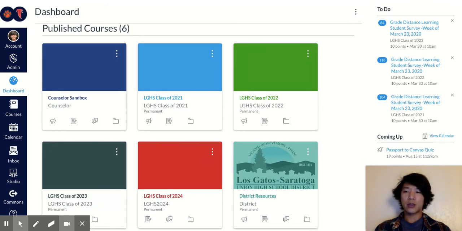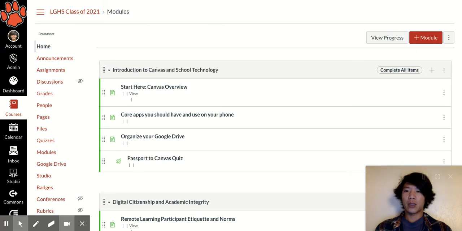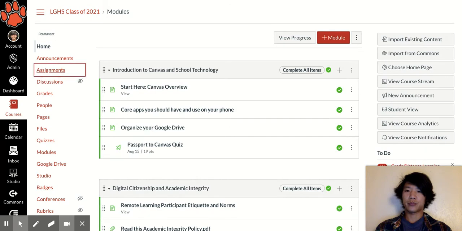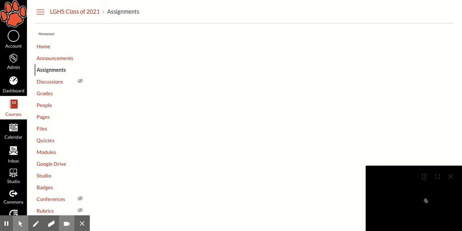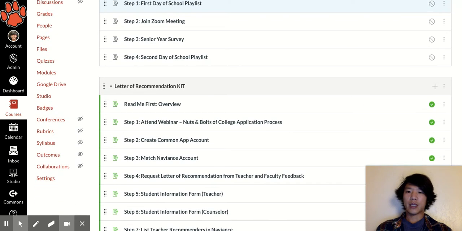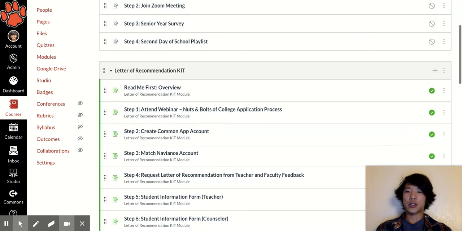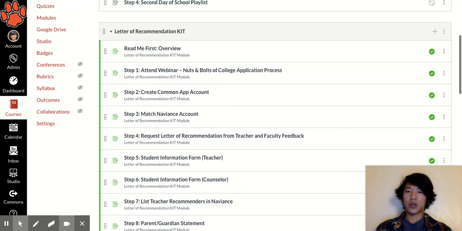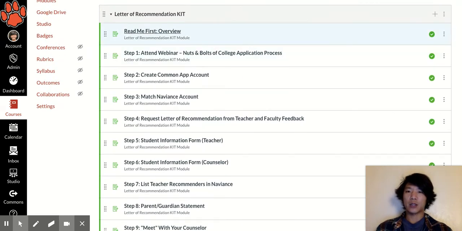Once you're in, navigate to your dashboard or your courses and look for your LGHS class of 2021 course. Inside, you're going to want to click the Assignments tab. Once you're in here, the second section of your assignments should say Letter of Recommendation Kit. As you can see, there's a bunch of steps here that the counselors created to help you along the way. So let's start at the README first.